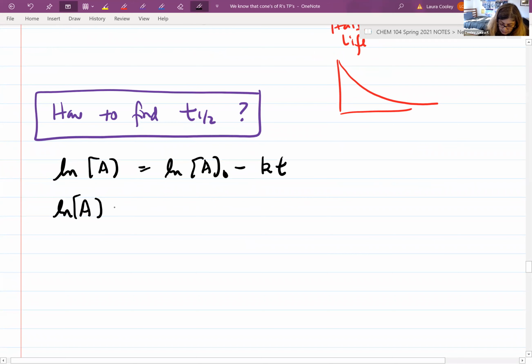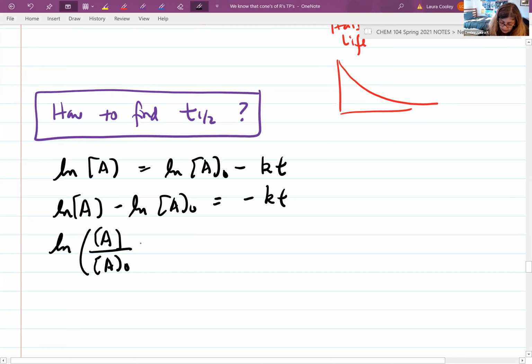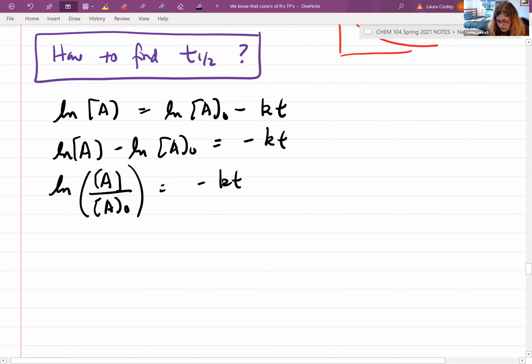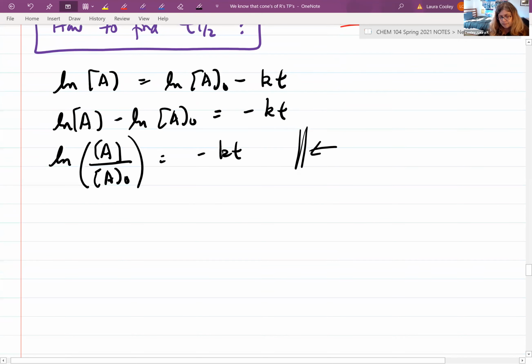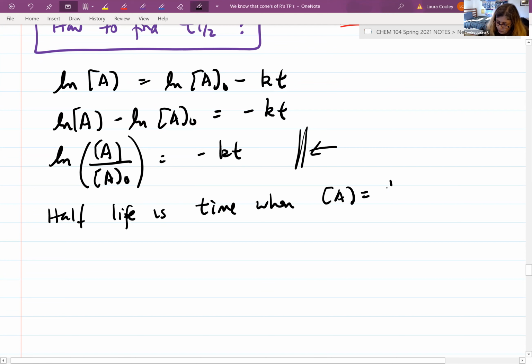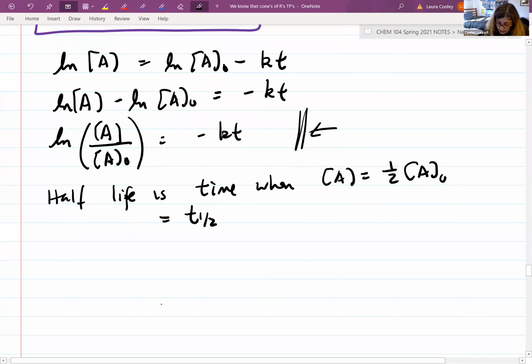I rearranged this equation earlier. I did ln A minus ln A0 is minus kt. And then I told you that this is the log of A over A0. And this is where I'm going to start to talk about how to find the half-life. So the half-life is the time when A is 1/2 A0. Okay? And I'm going to call it T1/2.